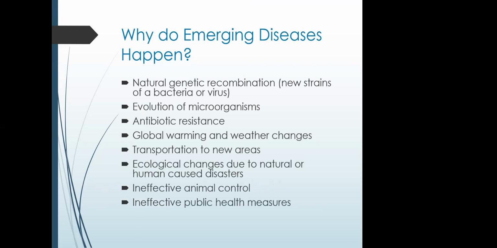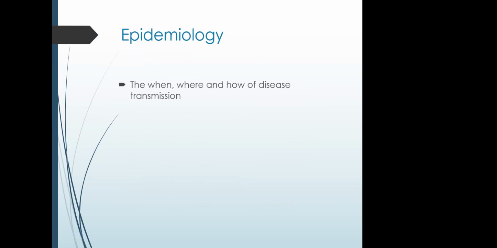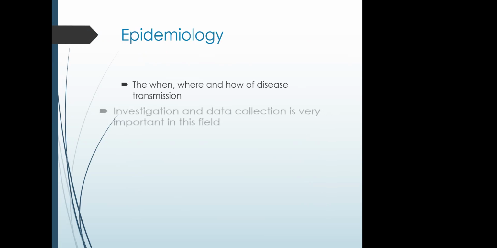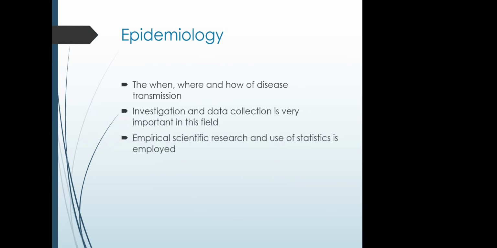Ineffective public health measures. That one would be like sexually transmitted infections. Anytime you see a rise in gonorrhea, chlamydia, issues surrounding HPV, the list goes on for that one. And then epidemiology is another one that's been in the news all the time now because of COVID. That's what the CDC does for our country.